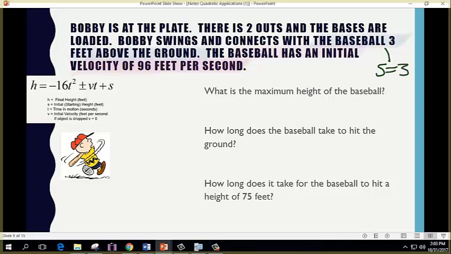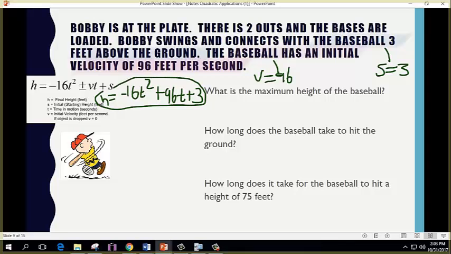That's your initial height. Then you have your velocity, initial velocity of 96 feet per second. It does not say a downward motion, so we say 96 feet is your initial velocity. It's positive. So we're going to put this into the formula form. So we have negative 16 t squared, plus positive v, which in this case is 96 feet, times t, plus your s, which is 3. And that's your h. So this is your equation that you're going to be using throughout this entire part.